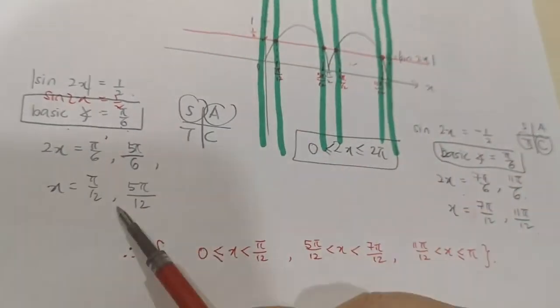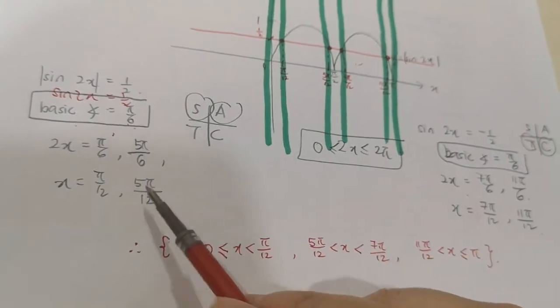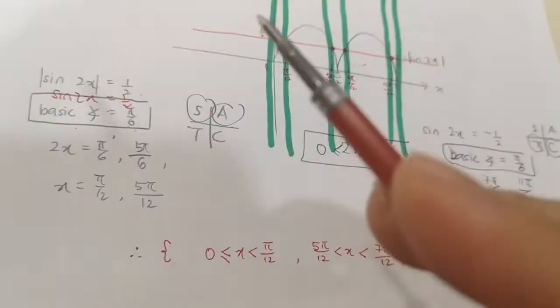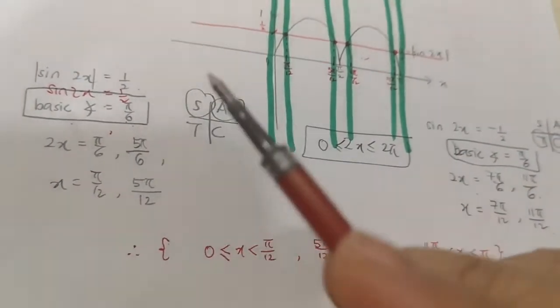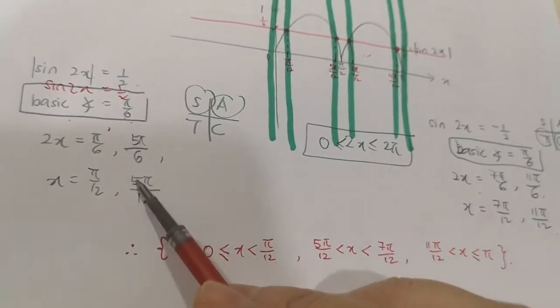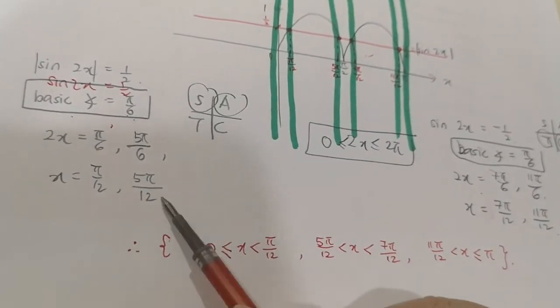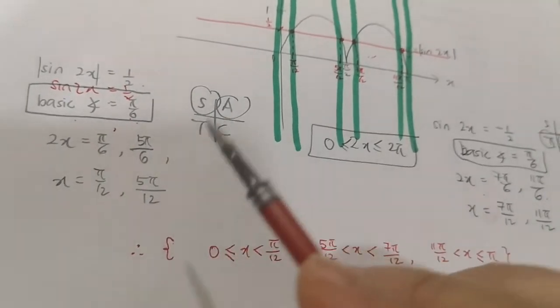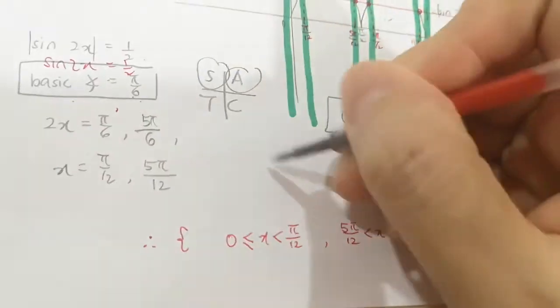Remember, don't change your answer to degrees. I know you are all more familiar with degrees, right? But you need to familiarize yourself with radians now, because now it is Form 6, not Form 4 or Form 5. Make sure you are familiar with radians. It is also the same, if it is radians also the same.